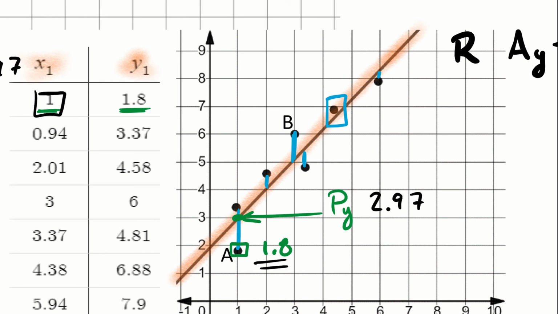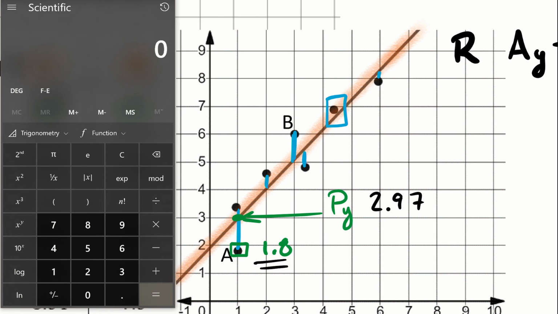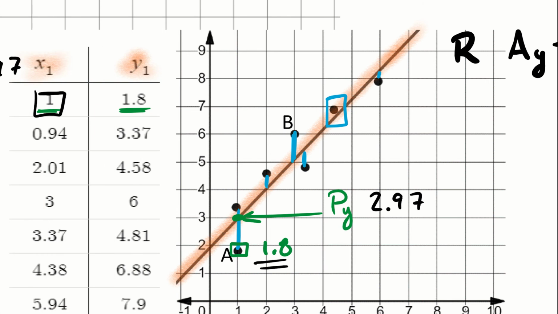So if I grab my calculator, we can quickly calculate that value. I'm going to take my actual y value, which is 1.8, and from that I'm going to subtract my calculated or predicted y value, which was 2.97. So my model says I should be getting 2.97, but the actual value stored in my table was 1.8. So I can see that the model is off, right? And my residual is negative 1.17. So that's a nice observation, right? First of all, if I've got data points that are below the model, they're going to have negative residuals.